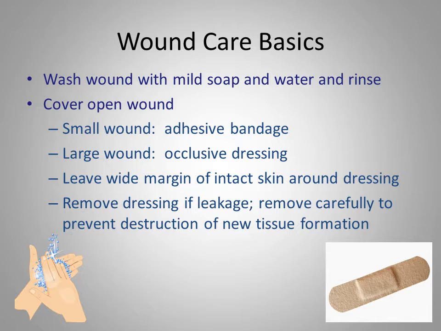And it's important to leave a wide margin of intact skin around the dressing, but we don't want the dressing to be so large that it covers like all of the chest or all of the arm. We only really need a 1-inch margin around the wound to be in contact with the adhesive that holds the dressing in place. If there's a lot of leakage, we want to remove that dressing, and we want to remove it carefully to prevent the destruction of any new tissue that has formed.